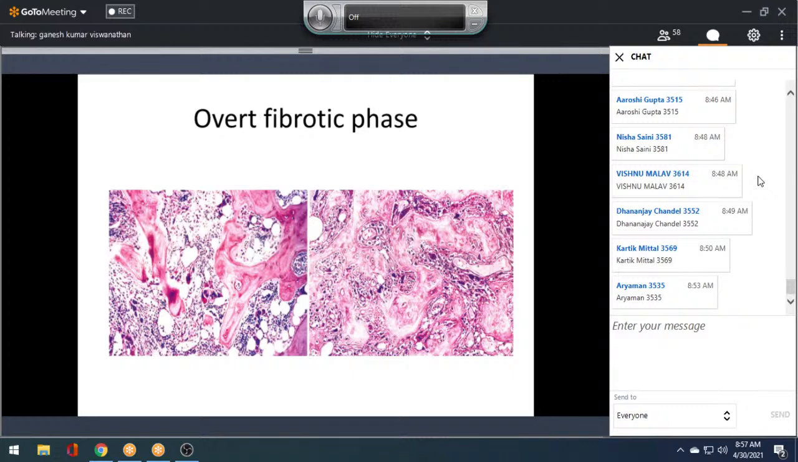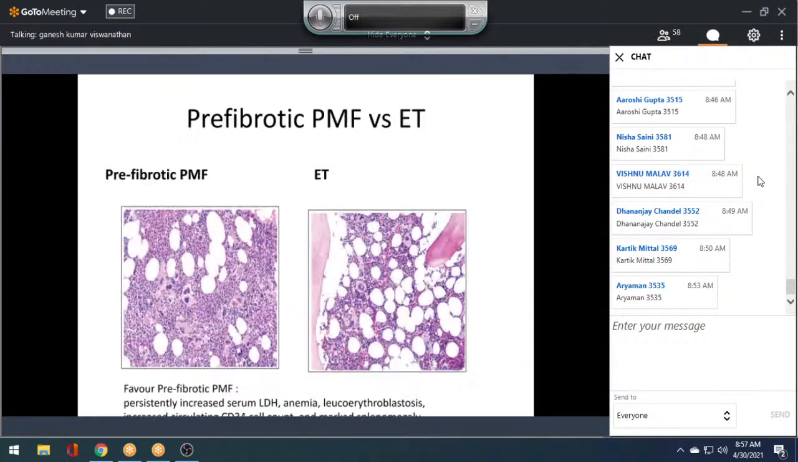In the last stages, or overt fibrotic phase, there is just bone everywhere. Bone and a very small bone marrow space, which is also fibrotic. So when there is just bone and no bone marrow, it leads to the final stage of primary myelofibrosis, where there is no red blood cell production. The patient depends on transfusions for anemia, and even the other blood cell counts go low.